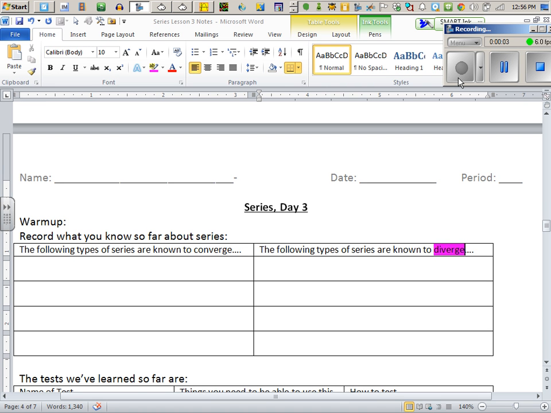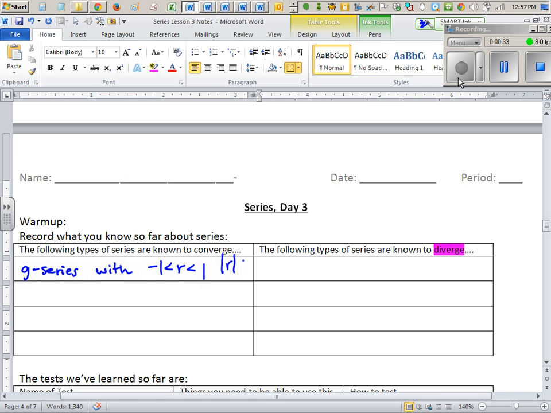Okay, so the expectations on this are that you would write, for a warm-up, something like, I believe a G series will converge if it has R between -1 and 1. See what I mean? G stands for what? Geometric. Yeah. Does anyone know the abbreviation for R is between -1 and 1? Absolute value R is less than 1. Yeah, so you can write it this way or this way, same thing.